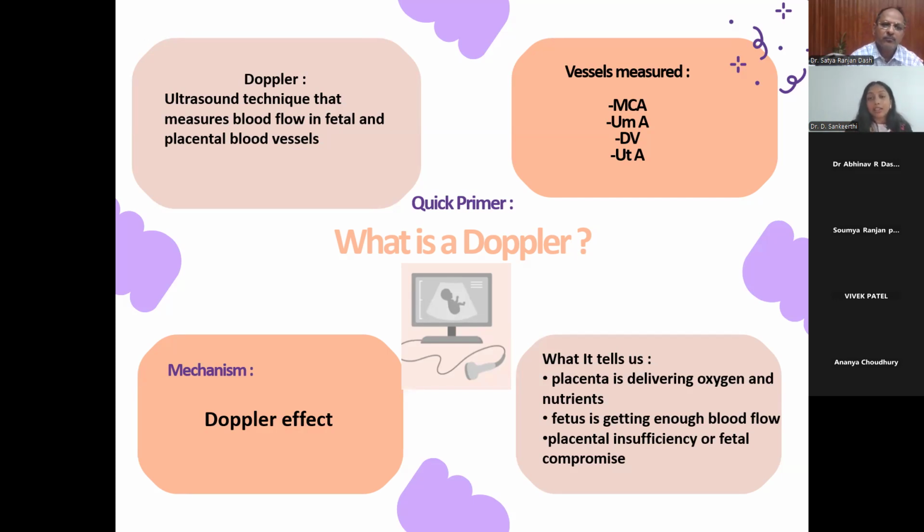Then we have a vessel called the ductus venosus, which is part of the cardiac, or heart, circulation of the baby. So it gives us an idea about how exactly the heart is functioning. And we have the uterine artery. The uterus is linked to the mother, so this shows how much blood is passing from the mother to the fetus. By measuring all these things individually, we can identify how much oxygen and nutrients are passing to the fetus, whether the fetus is getting enough, and whether there is any insufficiency or any signs of compromise. So it gives us a non-invasive, continuous insight into how well the baby is doing.